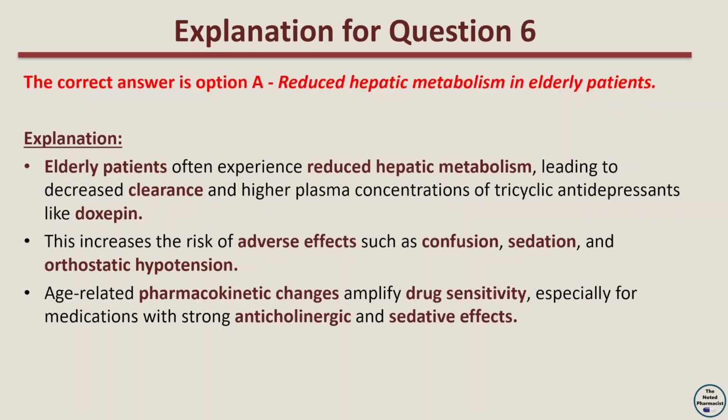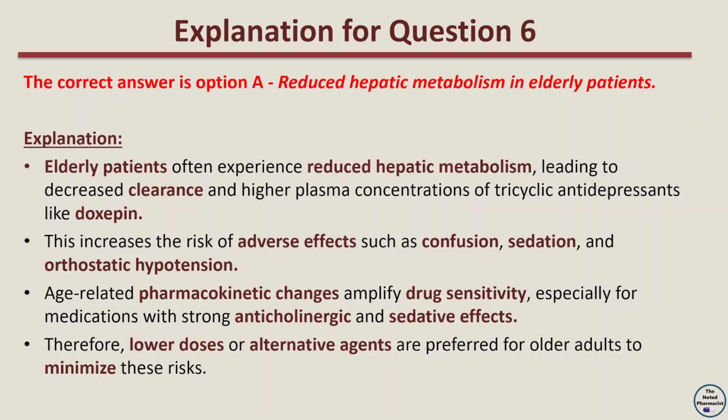Age-related pharmacokinetic changes amplify drug sensitivity, especially for medications with strong anticholinergic and sedative effects. Therefore, lower doses or alternative agents are preferred for older adults to minimize these risks.